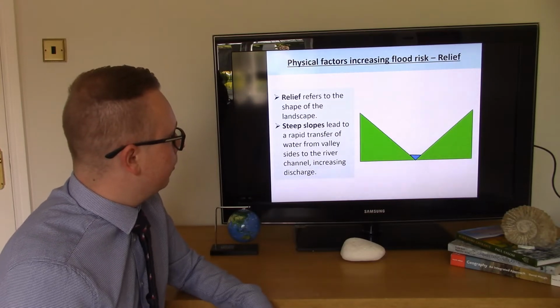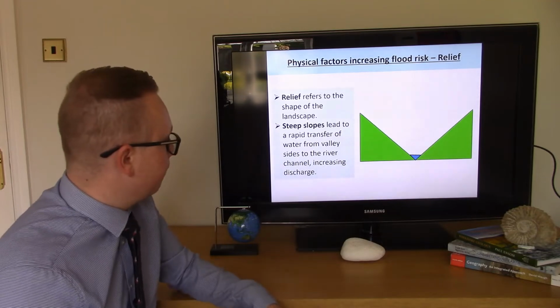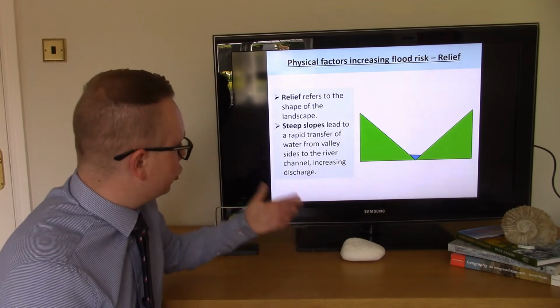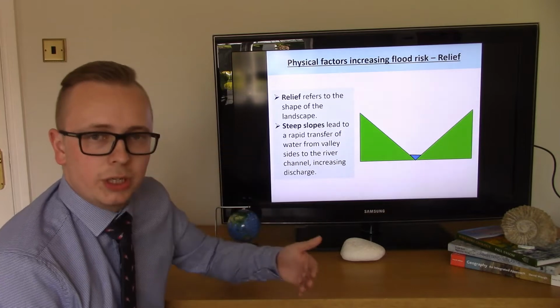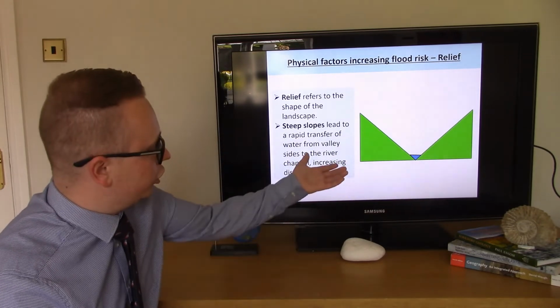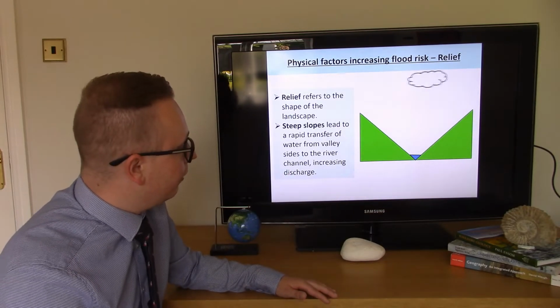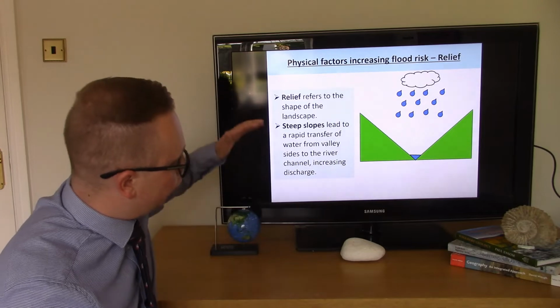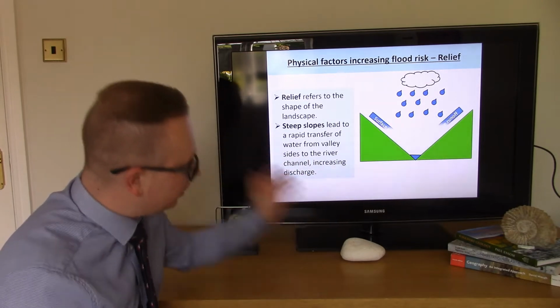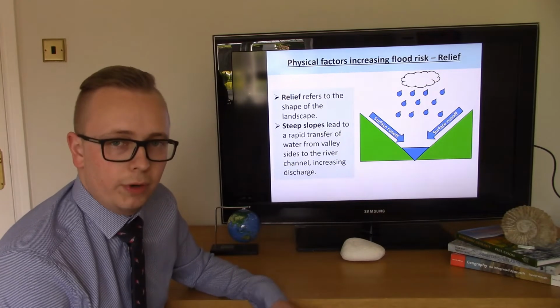Relief is also really important, so that's referring to the shape of the land, how steep the slopes are. And obviously if you've got steeper slopes, we're going to have a faster transfer of water across the surface and into the river. So we've got a steep-sided valley here, a V-shaped valley as you would expect in the upper course of a river. And because of those steep slopes, water is going to run quickly over the land into our valley bottom, increasing the volume of water in that channel very quickly.